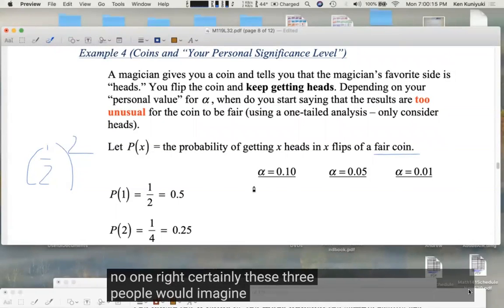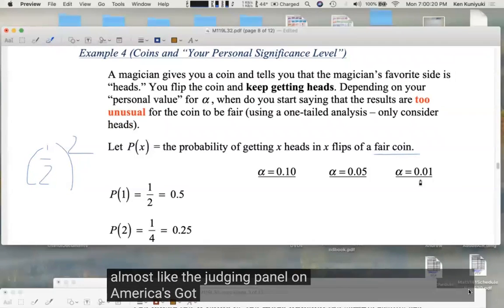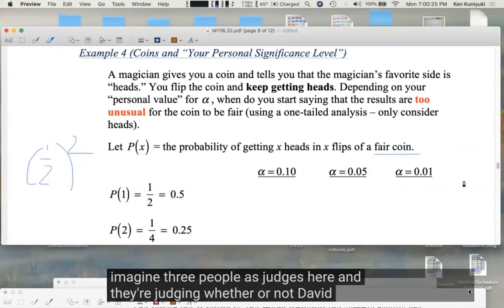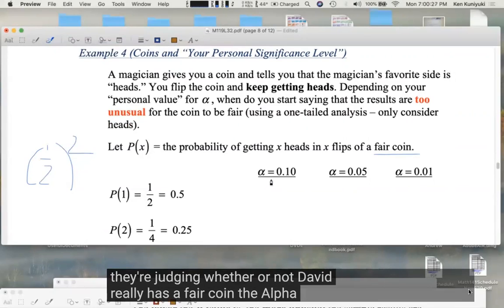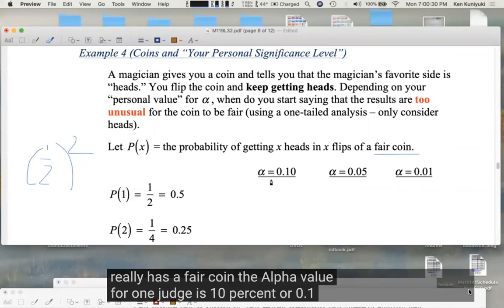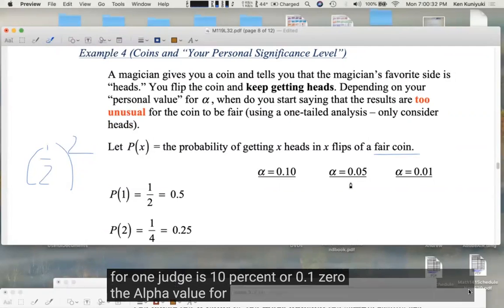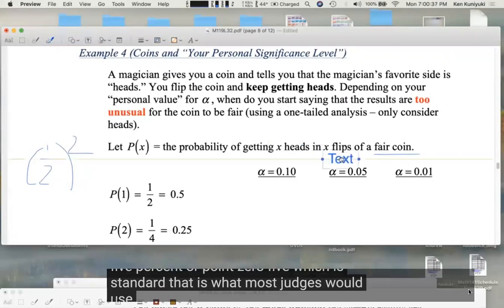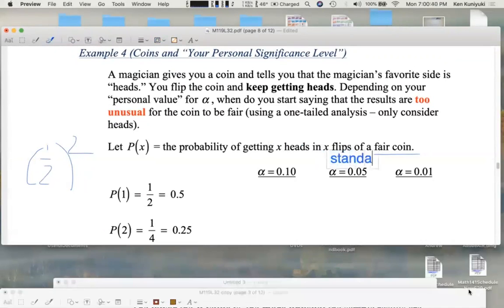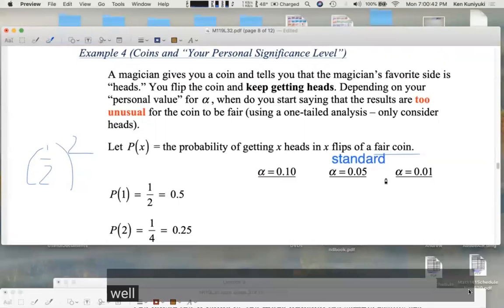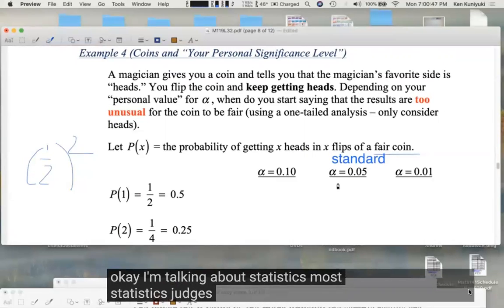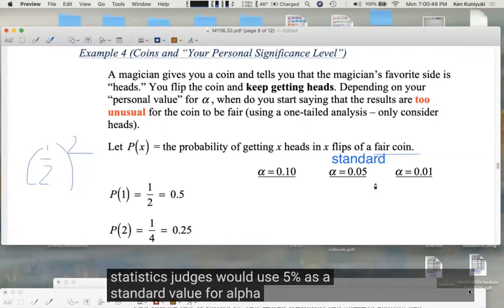Certainly these 3 people would. Imagine 3 people, it's almost like the judging panel on America's Got Talent. Imagine 3 people as judges here, and they're judging whether or not David really has a fair coin. The alpha value for one judge is 10% or 0.10. The alpha value for another judge is 5% or 0.05, which is standard. That is what most judges would use. Well, I don't know about jury trials, but okay, I'm talking about statistics. Most statistics judges would use 5% as a standard value for alpha.